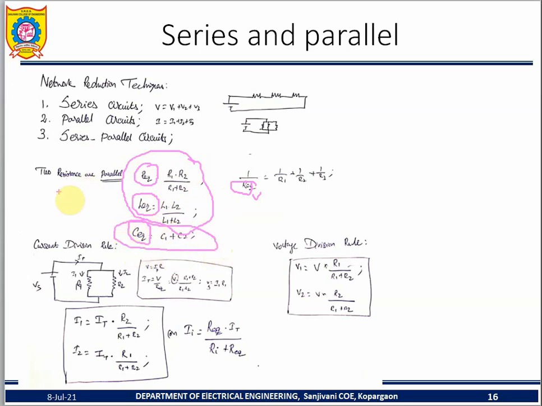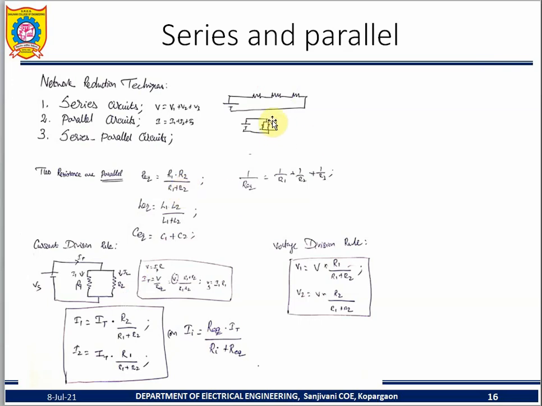When two resistances are connected in series, the R equivalent is equal to R1 plus R2 plus R3. So series connected, R1 plus R2 plus R3. This is R equivalent. Similarly, when two capacitors are connected in parallel, C equivalent is equal to C1 plus C2.